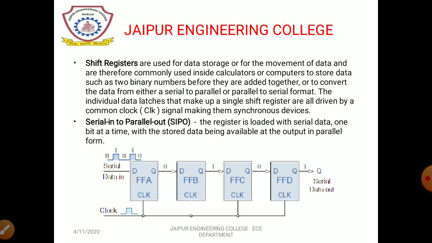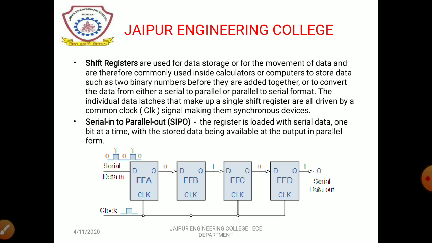The circuit consists of 4 D flip-flops which are cascaded. That means the output of one D flip-flop is connected as the input of the next D flip-flop. All these flip-flops are synchronous with each other since the same clock signal is applied to each one. In this shift register, we can send the bit serially from the input of the leftmost D flip-flop. Hence, this input is also called the serial input.